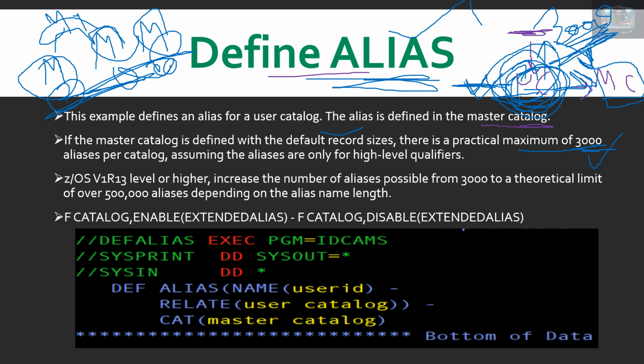But after this V1R3 level or higher, an extension has been done so that more can be created, with a theoretical limit of 5 lakh aliases, depending on the alias name length. But how is it possible? There is another thing called extend alias. If you enable this extend alias, then you can create that many aliases. Normally, 3,000 aliases can be created by default, but if you enable extend alias, then you can create more.